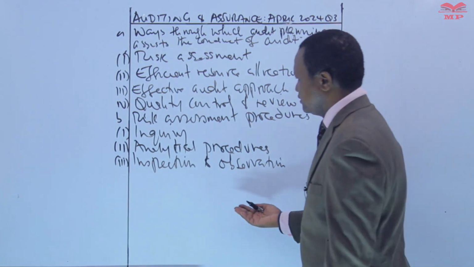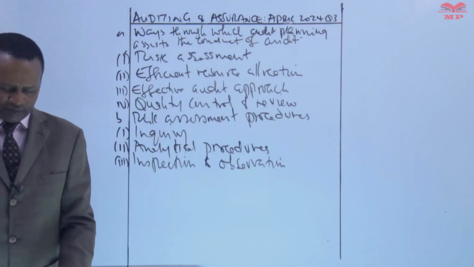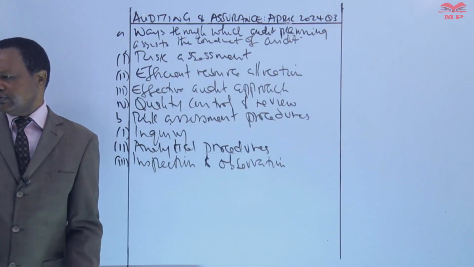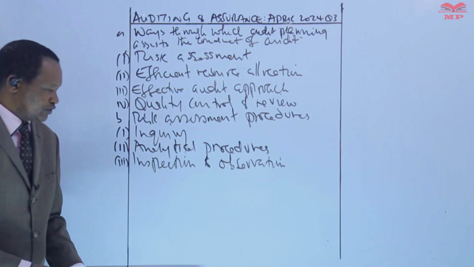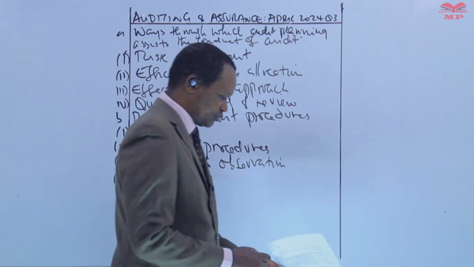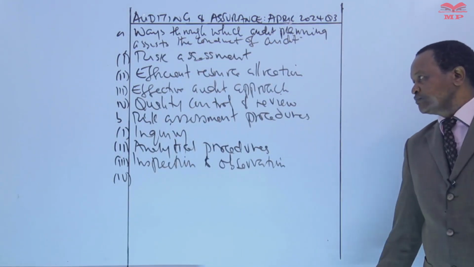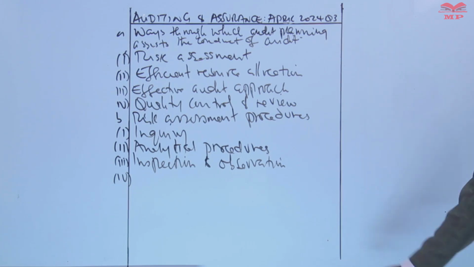That is the second or the third procedure. We have to give 3, but we can do 5. Give me the 4th risk assessment procedure. Inquiry, analytical procedures, inspection and observation. What do you think?